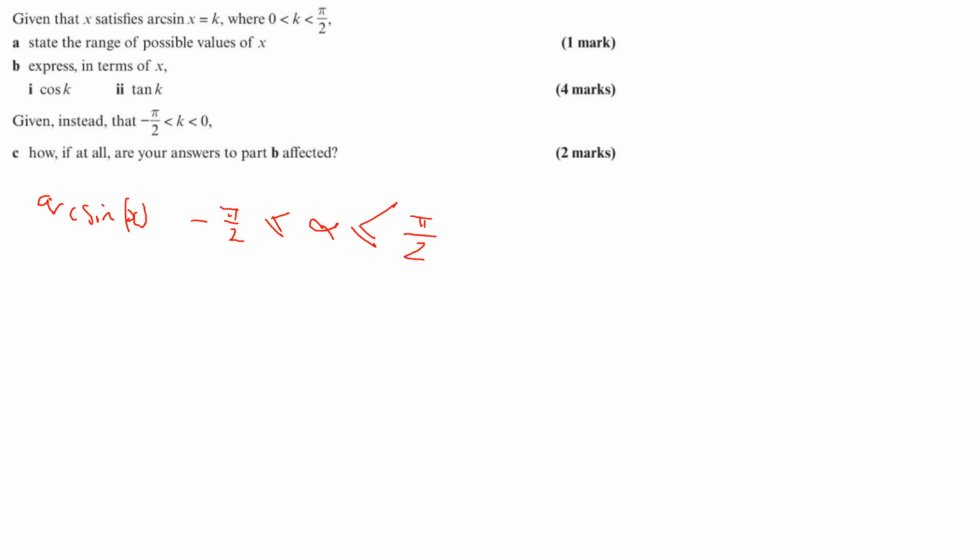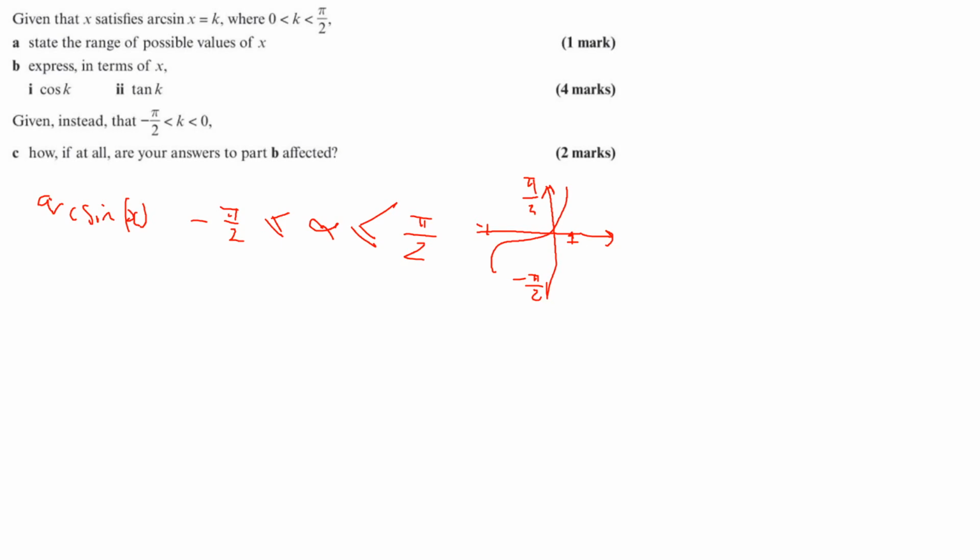Think about the graphs. The graph looks something like this. This is pi over 2, and this is negative pi over 2, positive pi over 2. And this is 1, minus 1. Minus 1, 1. Okay? So that has to be where our angle is.